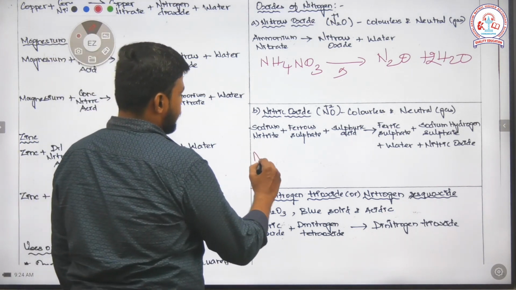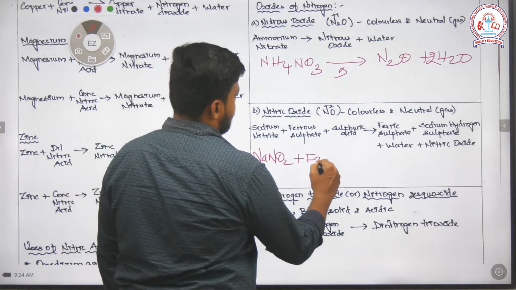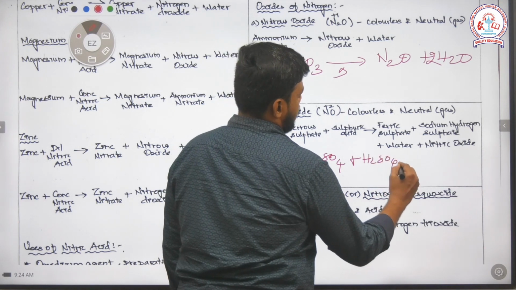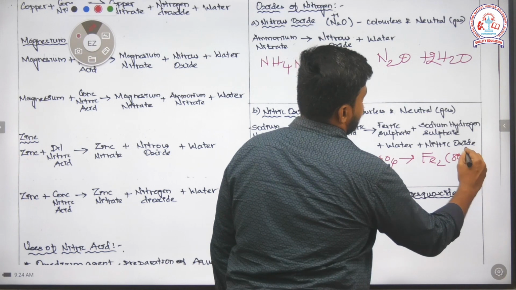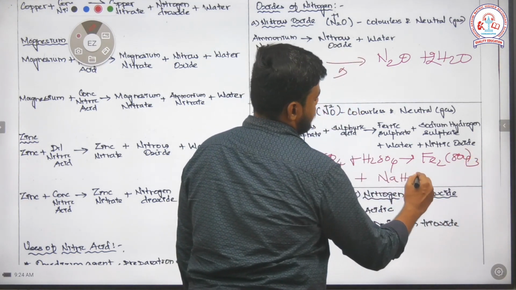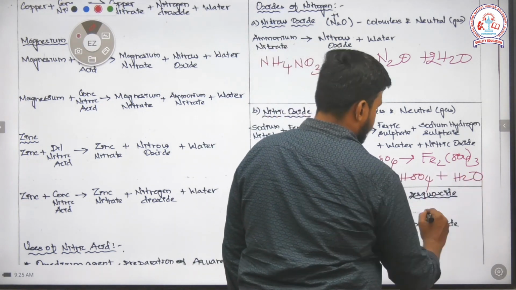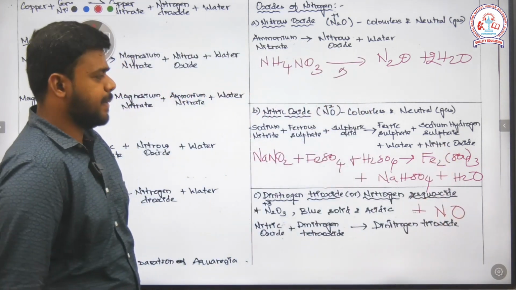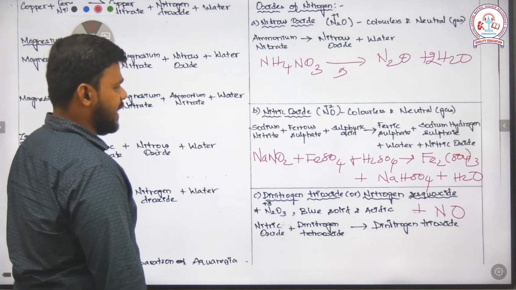Then sodium nitrite, NaNO2, reacts with ferrous sulfate, FeSO4, plus sulfuric acid, giving ferric sulfate, Fe2(SO4)3, then sodium hydrogen sulfate, NaHSO4, plus H2O plus NO. So these are all the byproducts that you may expect here. Need not be balanced further, I guess.